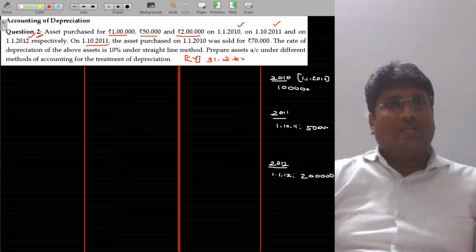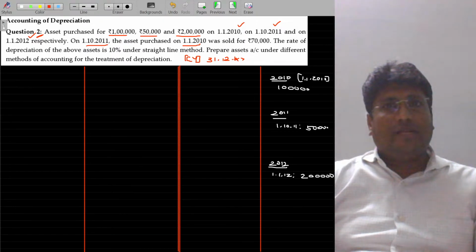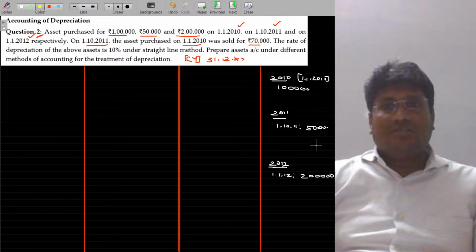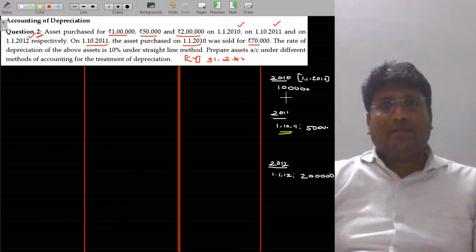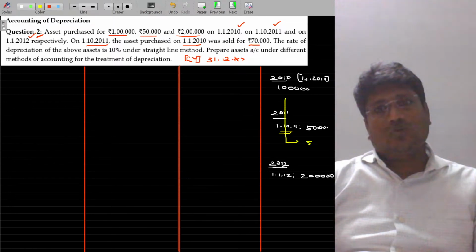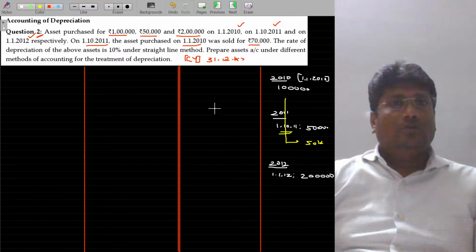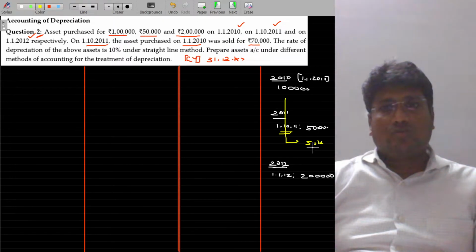On 1/10/2011, the asset purchased on 1/1/2010 was sold for rupees 70,000. On this date, there is a sale. Which asset? The asset purchased on this date was sold. Sold at what rate? 70,000 rupees.